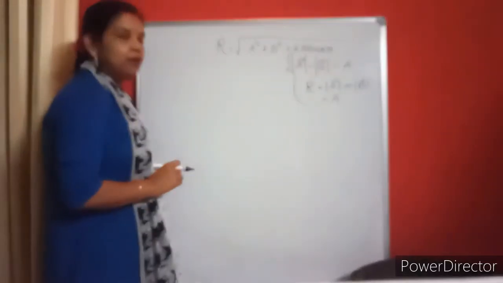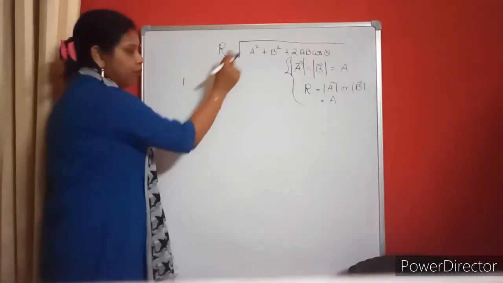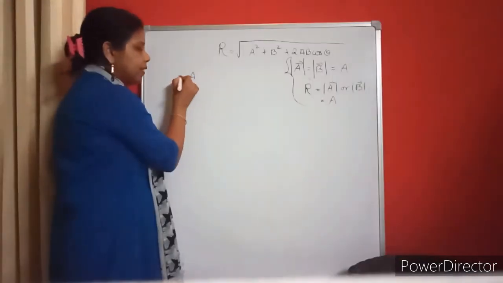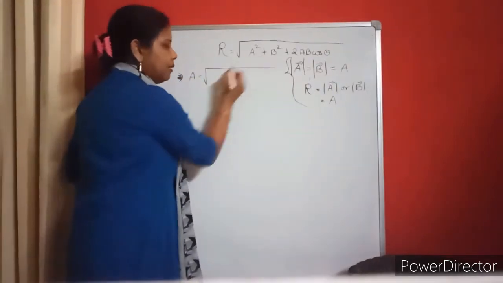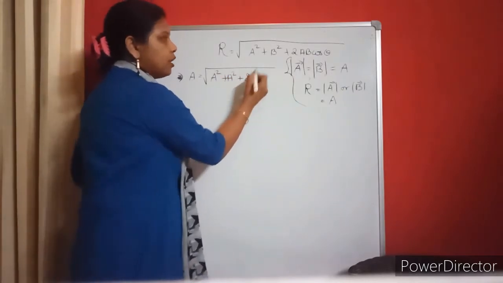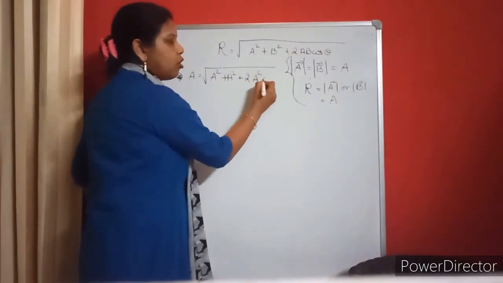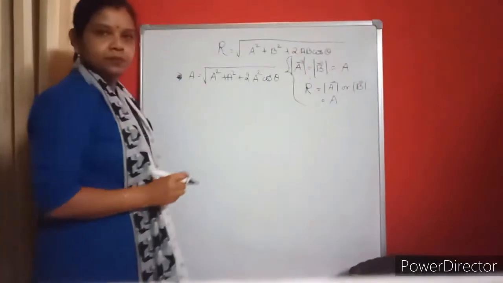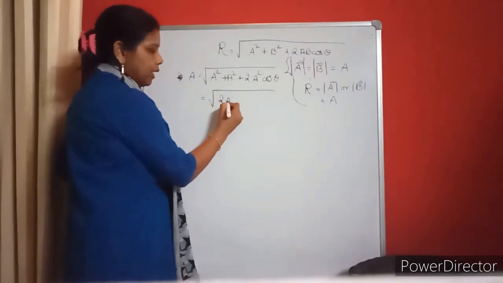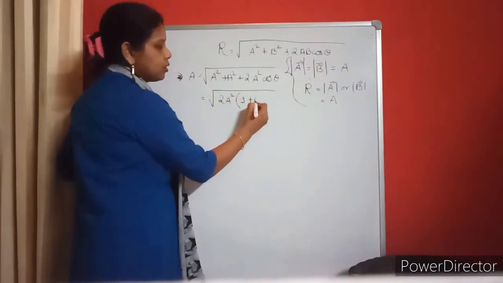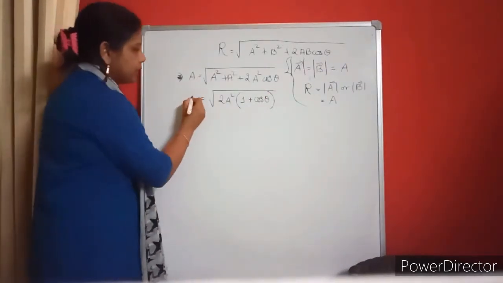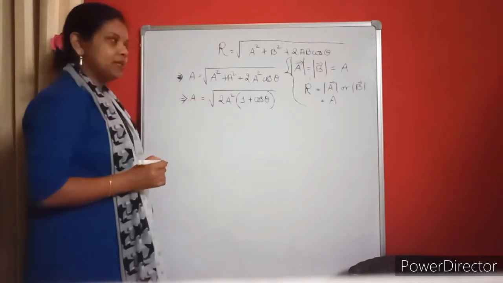So how to calculate the value of theta now? What is my formula? My formula I have already written, so now I will substitute the values. R means A. Then root over A, and B also means A, so A square plus A square, then twice of A into A means A square cos of theta. So can I write this equation as root within bracket 2 A square times 1 plus cos theta? I can write like this, I think. So it is A. Hope it is clear to all of you.